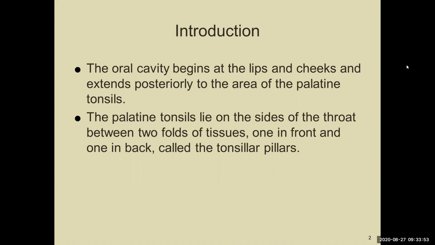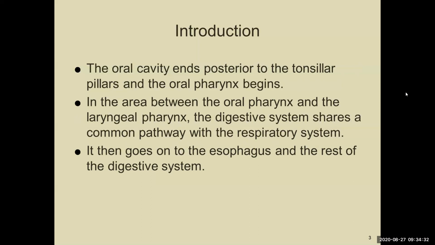So the oral cavity begins at the lips and the cheeks, and it extends posteriorly, to the back, to the area of the palatine tonsils, where our tonsils are. And the palatine tonsils lie on the sides of the throat between two folds of tissue. One of the folds of tissue is in front and one is in back. Those folds of tissue are called your tonsillar pillars. So our oral cavity begins at the lips and extends to the palatine tonsils. The palatine tonsils sit between the tonsillar pillars.